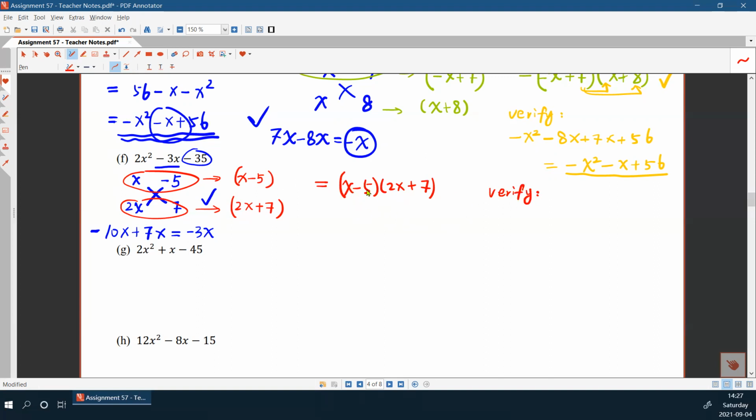Okay, if you expand this factored form, you will get first 2x squared, then plus 7x, then minus 10x, then minus 35, right? Which is 2x squared minus 3x minus 35, which is the same as the original expression. So this solution is correct. Okay, any questions?